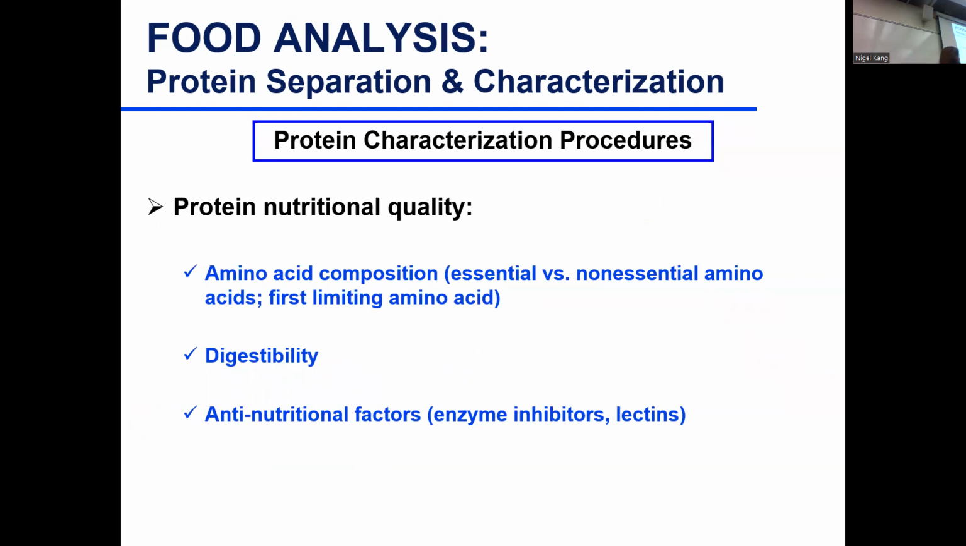Okay. One important thing about protein is its nutritional quality. To assess the nutritional quality of proteins, we can use three main approaches: amino acid composition, paying attention to the concentration and presence of essential amino acids versus non-essential amino acids, and total digestible amino acids. We can use in vivo methods, in vitro methods, and then anti-nutritional factors like enzyme inhibitors, like lectins.